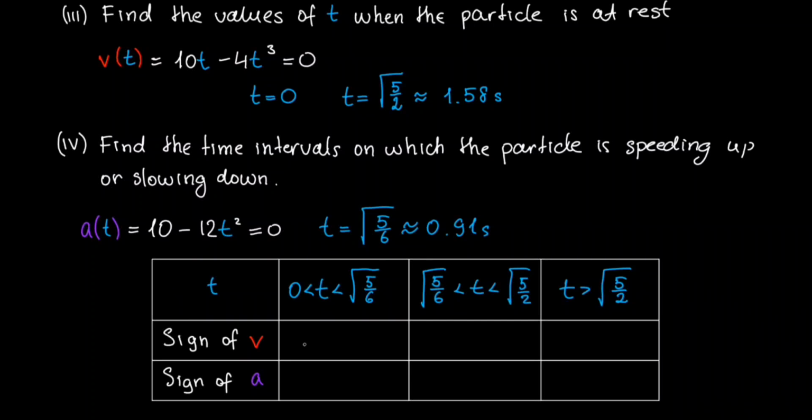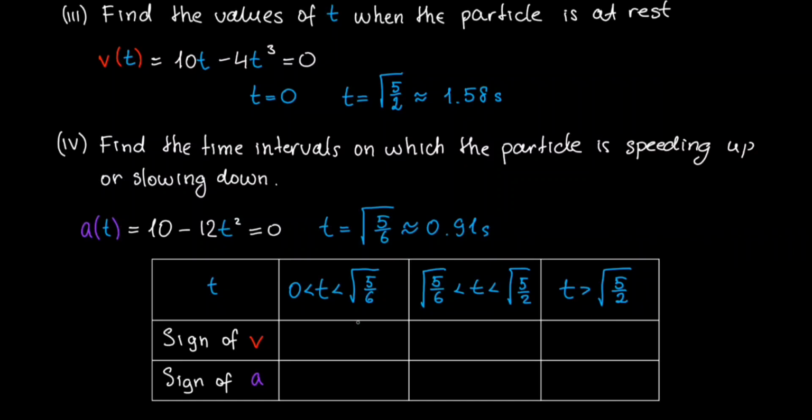Here we have constructed a table. We need to determine the signs of velocity and the sign of acceleration in different time intervals. Because as I have mentioned before, if you have two same signs for velocity and acceleration, for example, plus and plus, or minus and minus, this means that your particle is speeding up, whether it's in the positive direction or in the negative direction. However, if the signs of velocity and acceleration are opposite, so plus minus or minus plus, this means that they are counteracting each other and the particle is slowing down.